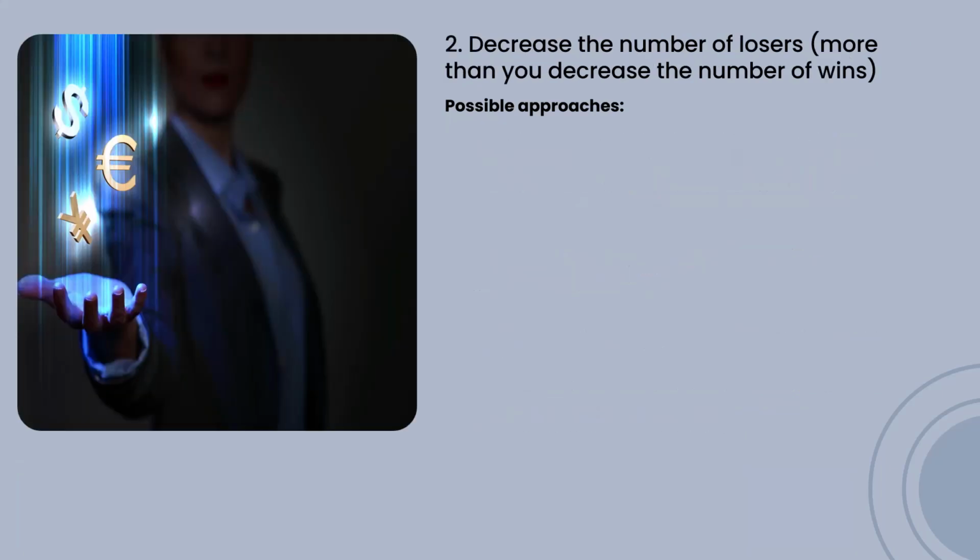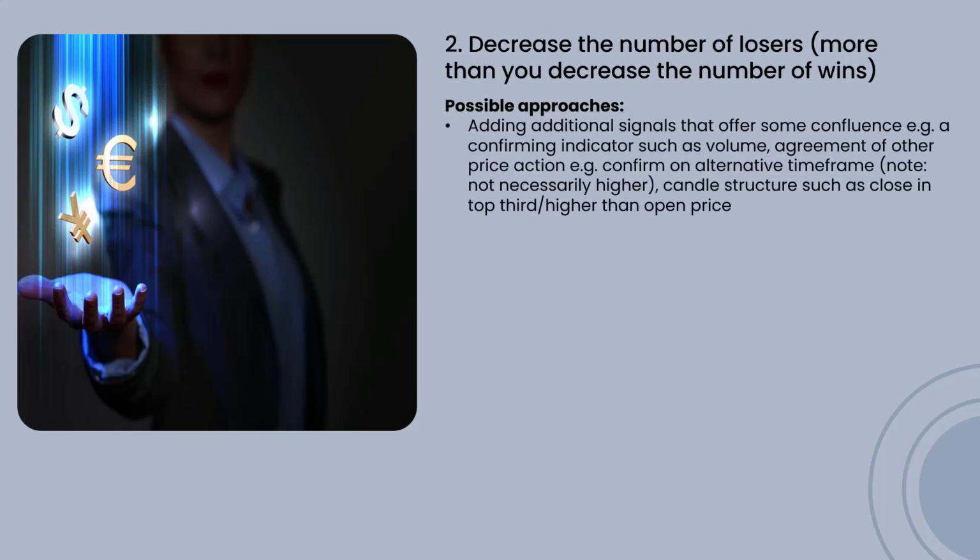The second part of this is to try and decrease the number of losers more than you decrease the number of wins. So, in the same way that we did previously, let's look at a few approaches that you could consider. We could add additional signals that offer some confluence. For example, a confirming indicator such as volume or agreement of other price action from an alternative time frame. And this doesn't have to be necessarily higher. There's a school of thought that suggests your move is first seen on shorter time frames. So look at both lesser and greater time frames to see if there's a pattern there which gives a higher probability entry.